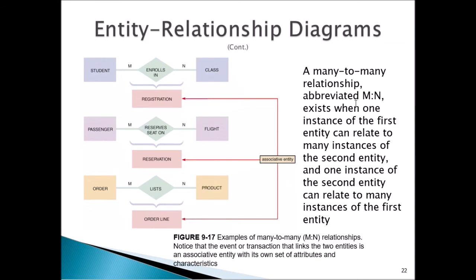Many-to-many relationships are abbreviated as M to N, and here's some examples of that. It exists when one instance of the first entity can relate to many instances of the second entity, or one instance of the second entity can relate to many instances of the first entity. So take a look here and you'll get a better understanding of what we're saying.